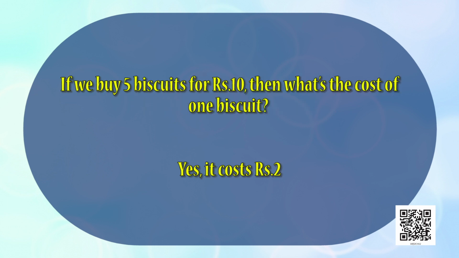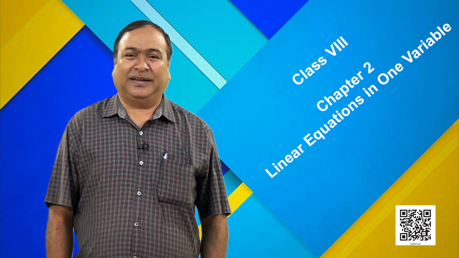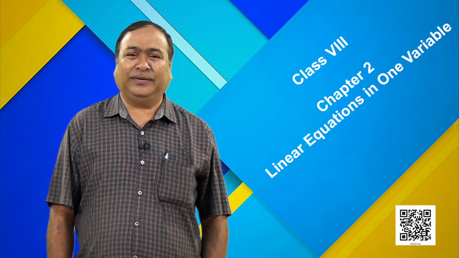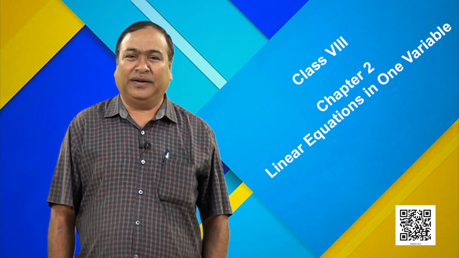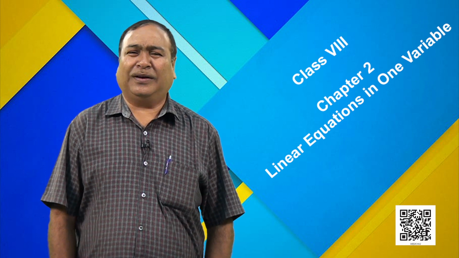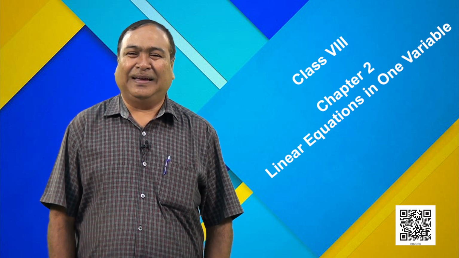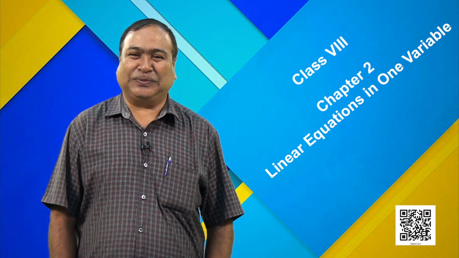Okay. Suppose you purchase 5 biscuits for rupees 10, then what is the cost of one biscuit? Again, it is very easy for you. For one biscuit, the cost is rupees 2. In general, if you buy 5 things of the same kind for rupees 10, what is the cost of one thing? Exactly, it is rupees 2.